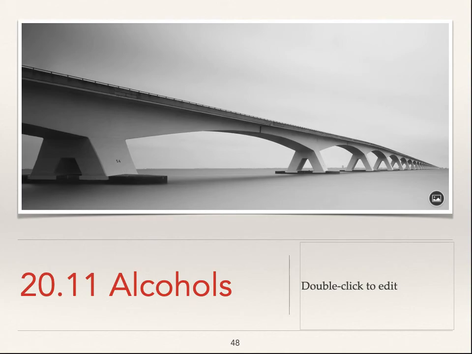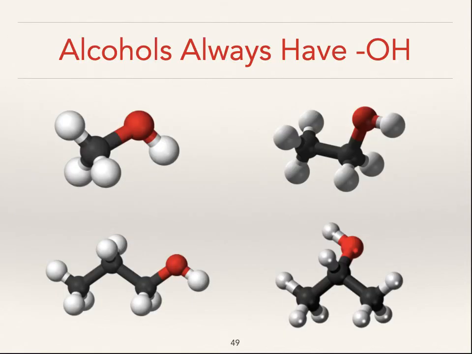Hi guys, in this video we're going to take a look at section 20.11 on alcohols. First thing you have to be able to do is identify alcohols. You're going to be grappling with about 7 different kinds of functional groups and their associated molecules in this chapter. And so alcohols are pretty straightforward.